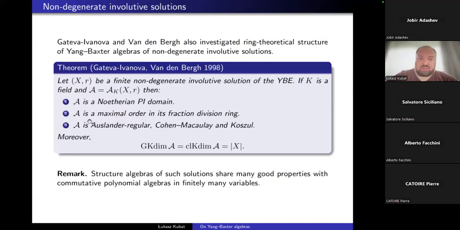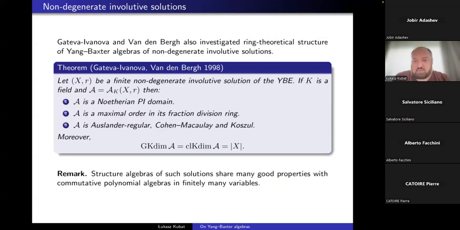Because such an algebra is a domain and Noetherian, it has a ring of fractions, which is a division ring, and moreover, A is a maximal order in such a ring of fractions. And this algebra is also homologically regular. I don't want to go into details, but it can be shown that it's always Koszul and Cohen-Macaulay. It has a finite global dimension, which is part of the definition of Auslander regularity.